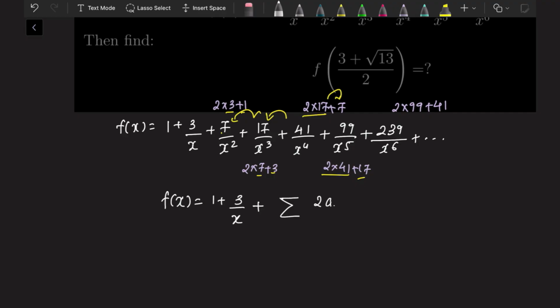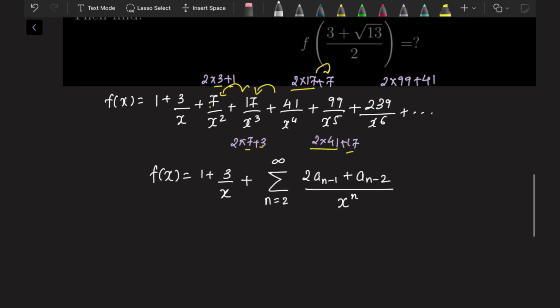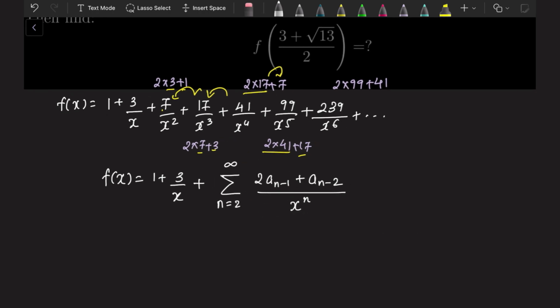Whatever term we are talking about, just the previous term we are multiplying by 2 and adding the previous term, and in the denominator we have x to the power n. Okay, and n is varying from, look carefully, we are starting from the second term and here we have x raised to n, so clearly n should start from 2 and go up till infinity. Okay, and what about the a n and this one?